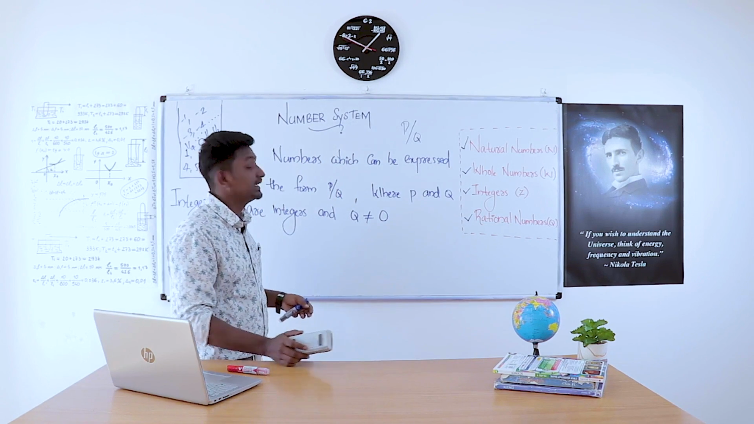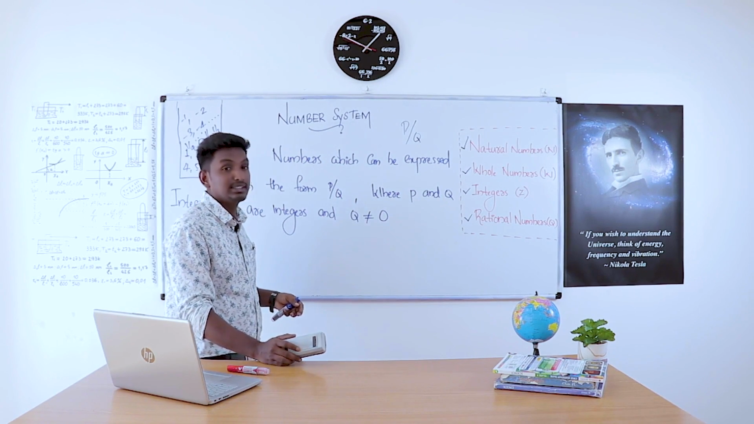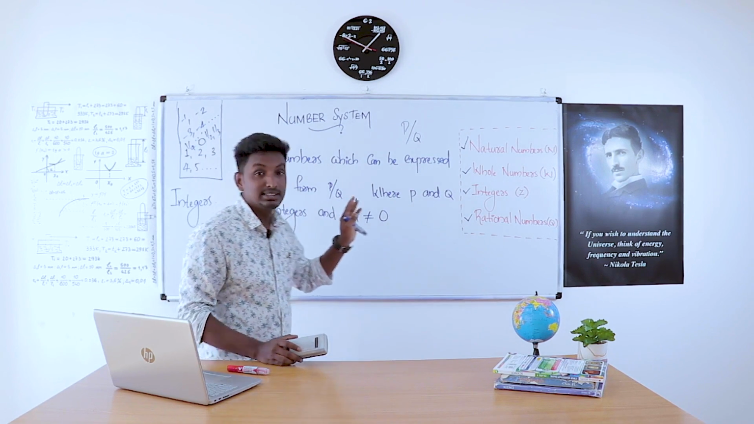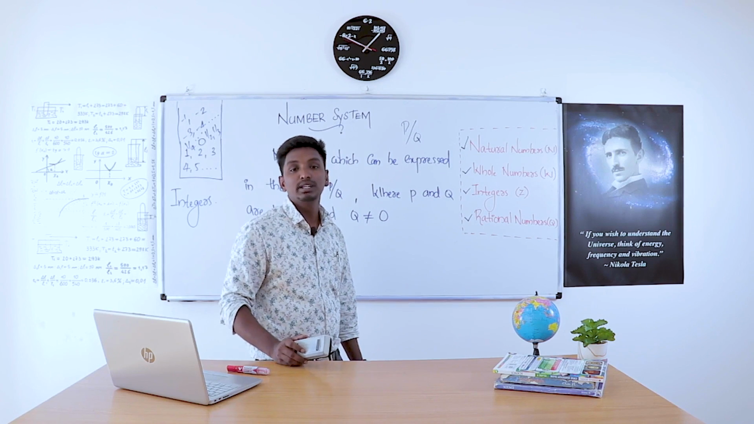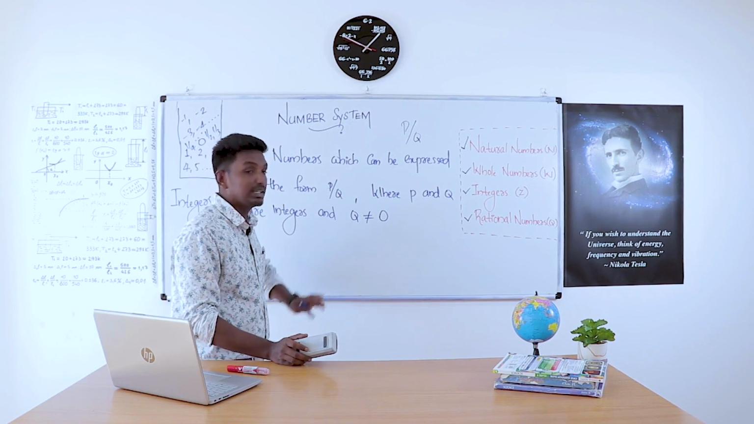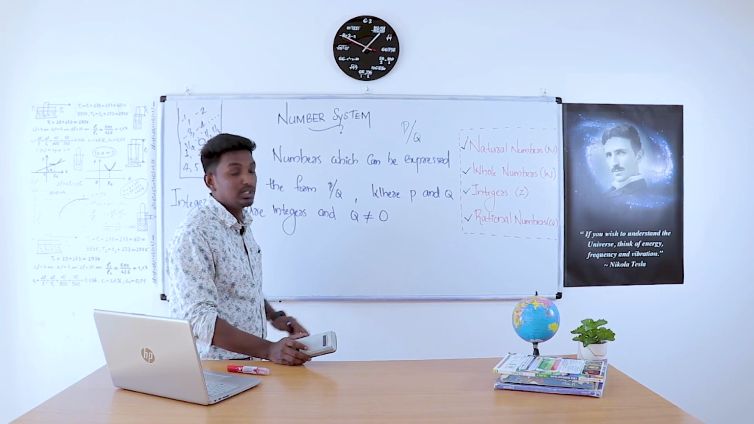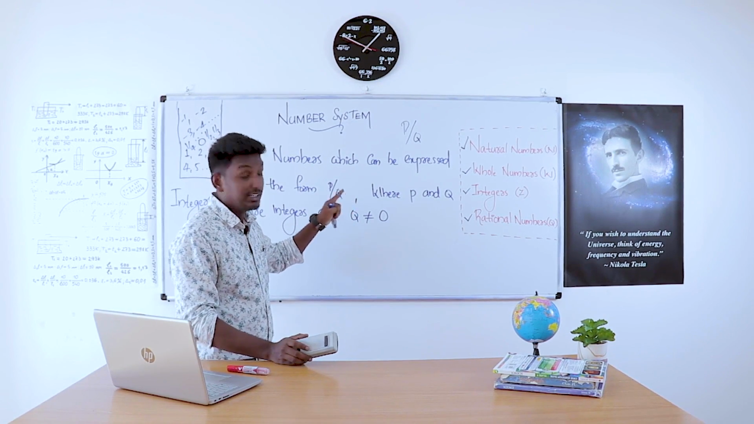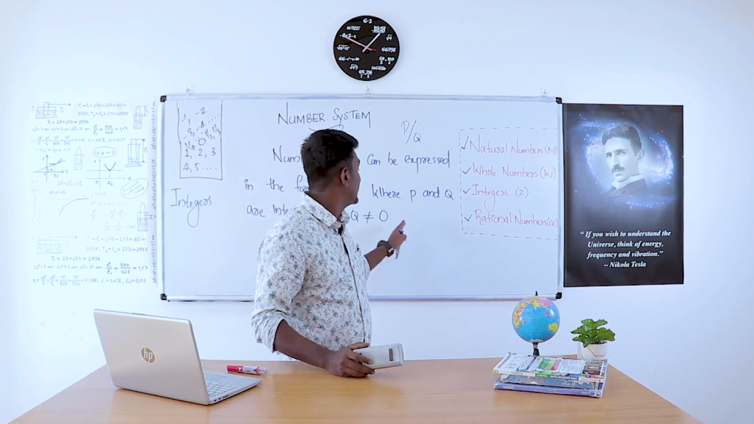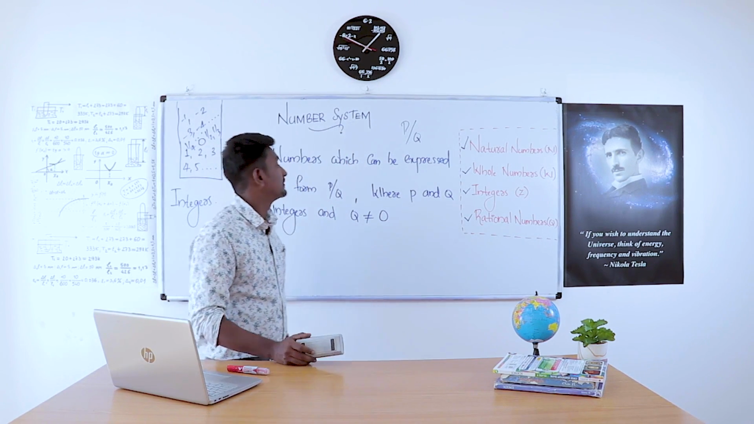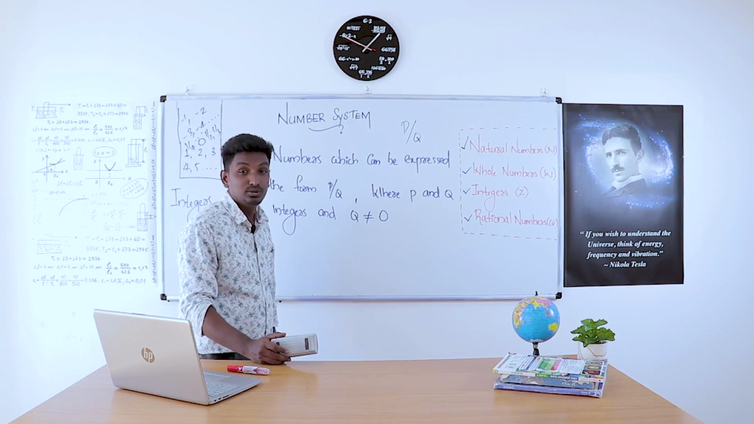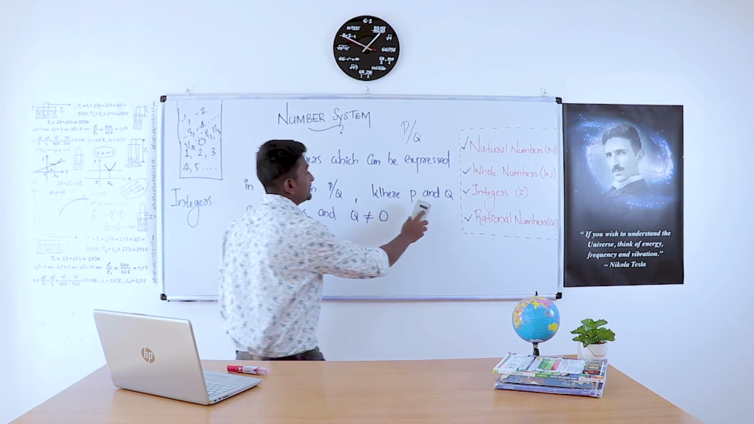And one important thing regarding rational numbers is that the number can be expressed in the form P by Q. That means rational numbers can always be expressed in the form P by Q, where P and Q are integers and Q not equal to 0. Q is the denominator. If denominator equal to 0, then the value is not defined. That's why we always say that in a rational number, the denominator does not be 0. That is Q not equal to 0.